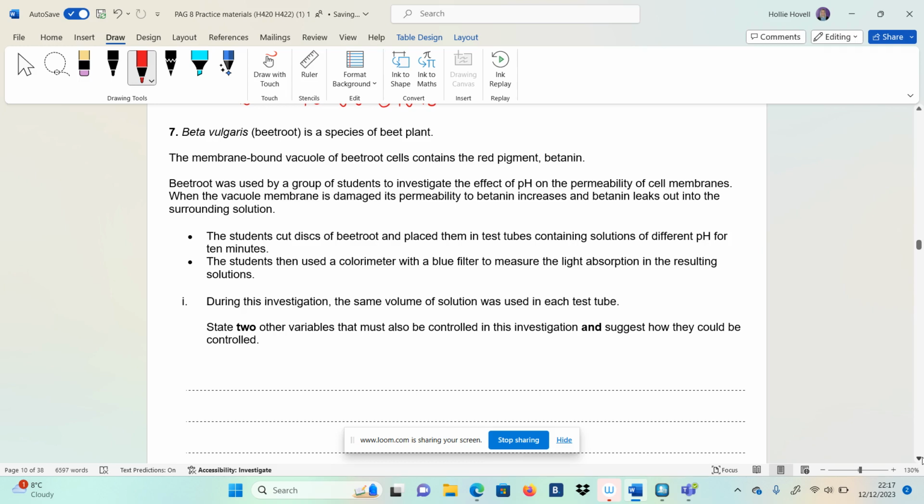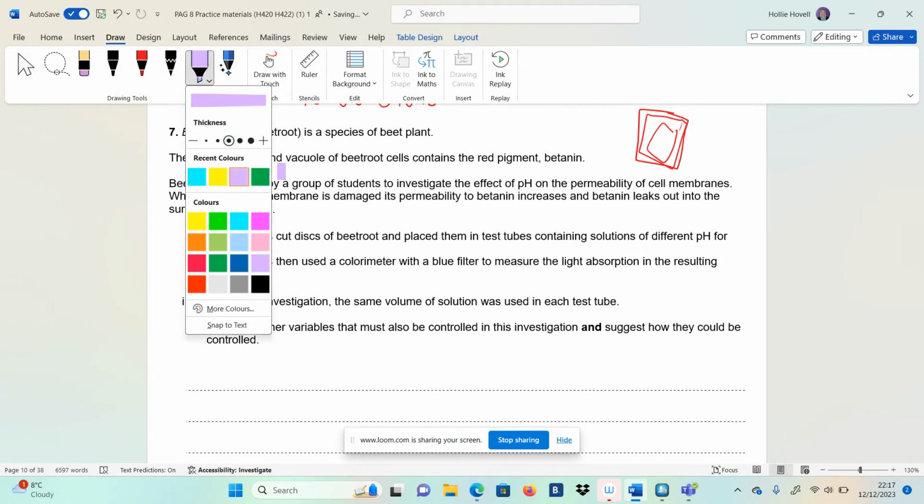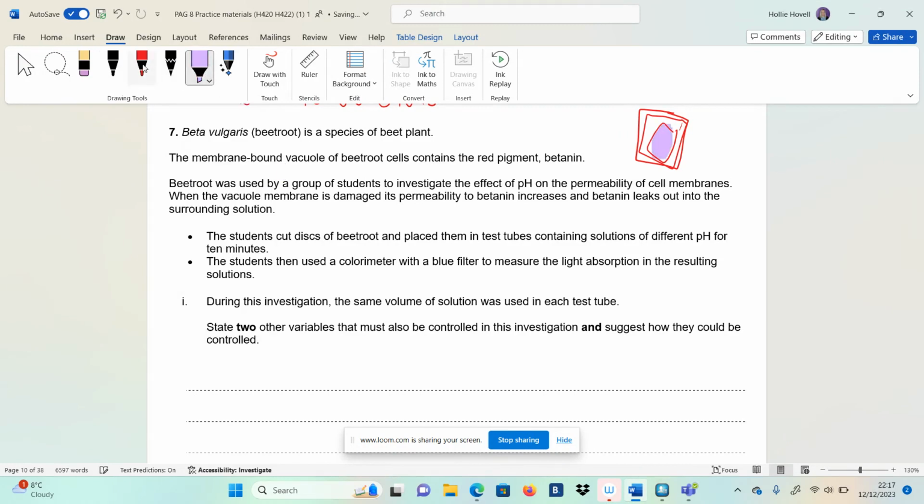Number 7, Beta vulgaris or beetroot is a species of beet plant. The membrane-bound vacuole of beetroot cells contains the red pigment betalain. So we've drawn that before. So wall, cell surface membrane, vacuole, and it's in the vacuole that we've got our pigment.